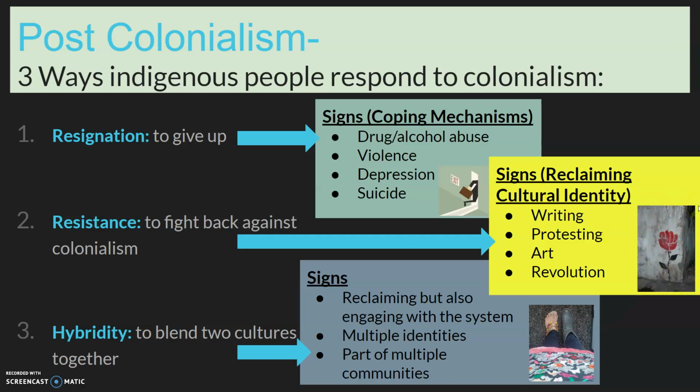The final way that Indigenous people can respond to colonialism is through hybridity. That means to blend 2 cultures together. And this one, I think, is the trickiest to understand, but we see this in the book when Junior transfers from the school on his reservation to Reardon. He has to engage with a new culture. He even gets a new name. Okay, so other signs include reclaiming, but also engaging with the system, having multiple identities or names, maybe using different language depending on where you are, and being part of multiple communities.